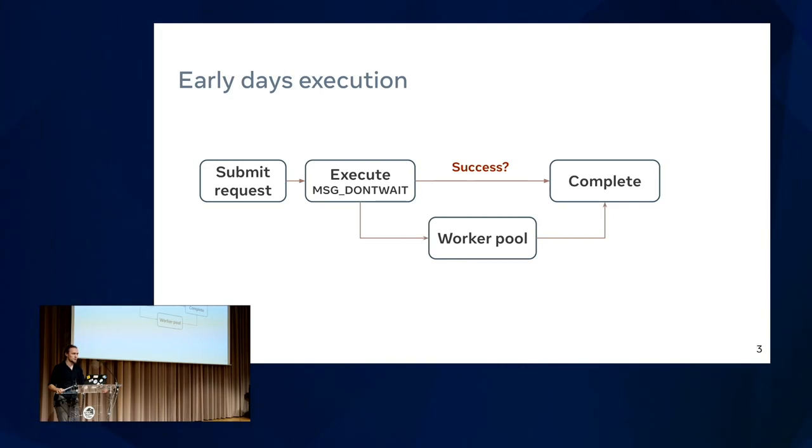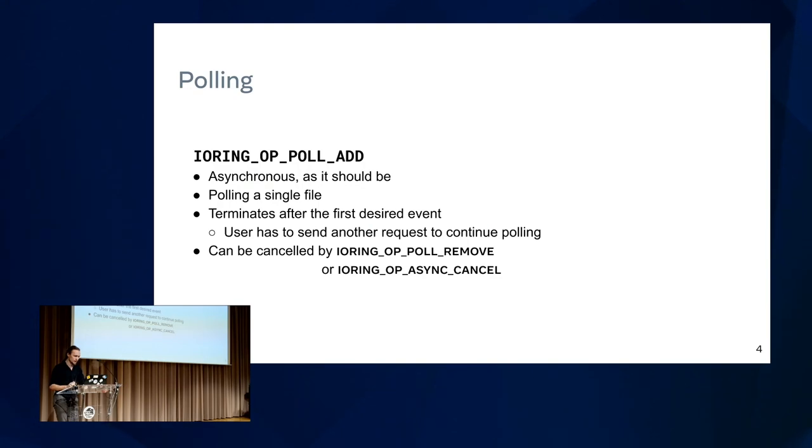But with receive, there is a problem. When you do a receive, more often than not, you would usually not have data in the socket. And so this first execution will fail. And we will still have to offload it to workers, which is pretty slow. And that's where you would usually have some kind of epoll or polling. And io_uring also got support for polling around the same time it got support for send message, receive message.